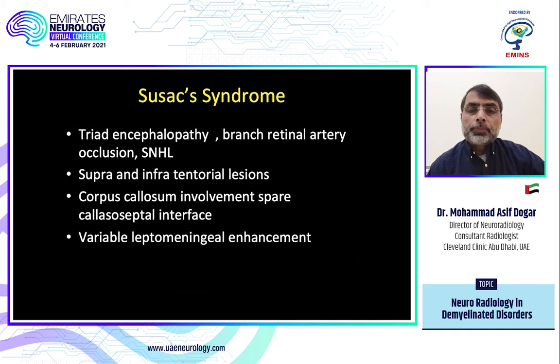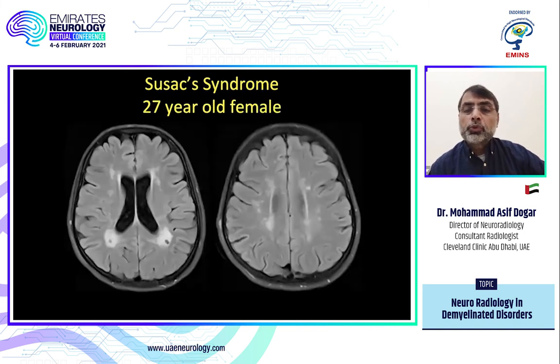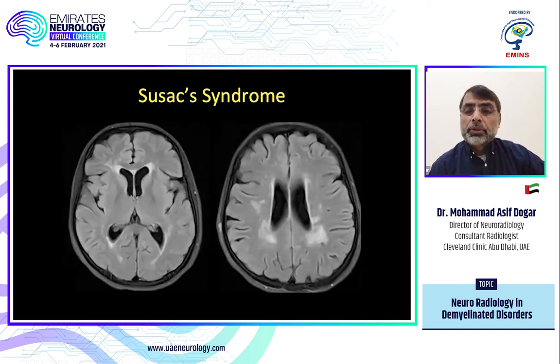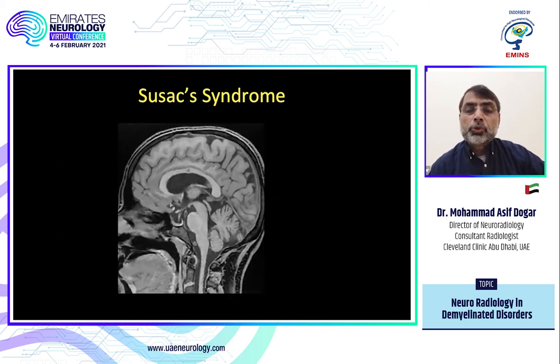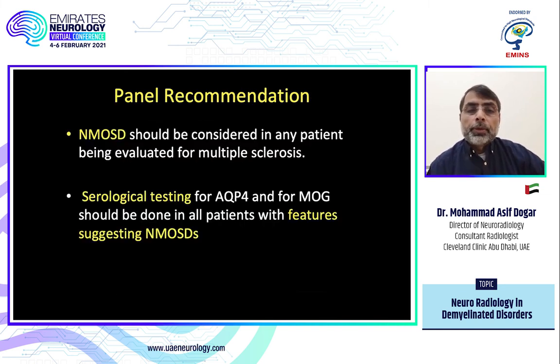Susac syndrome, we already know the clinical findings. Here it looks like almost MS, with more periventricular lesions, and the posterior fossa is involved just like MS, but this lesion is more specific for Susac. You have a lesion in the center of the corpus callosum with sparing of the callososeptal interface. So NMO, the panel from the McDonald criteria says whenever you're suspecting a demyelinating disease, MS, you should also test for the serological markers for NMOSD or other disorders.